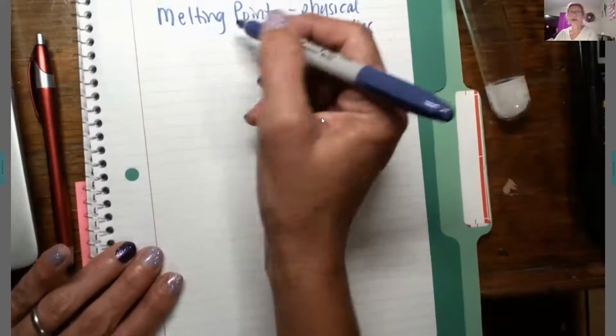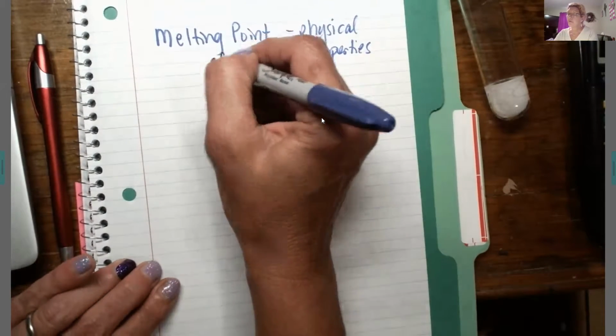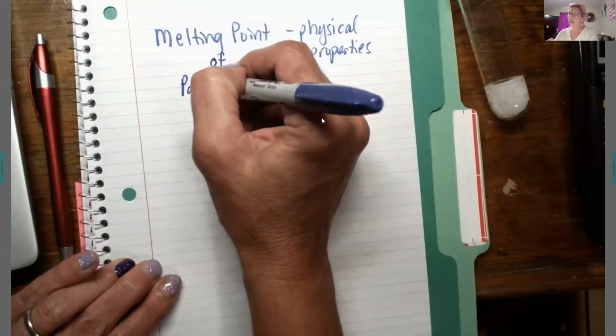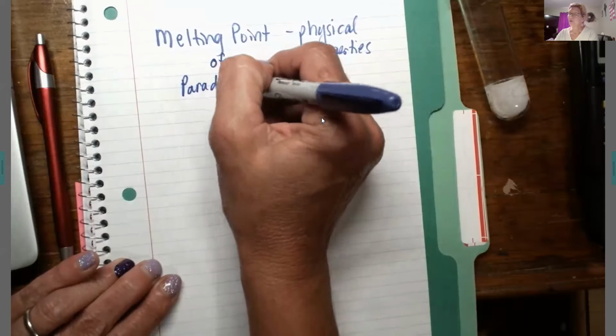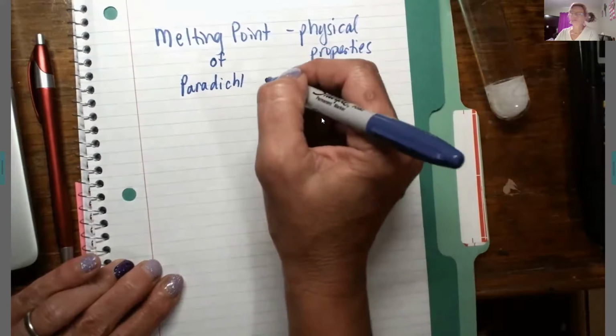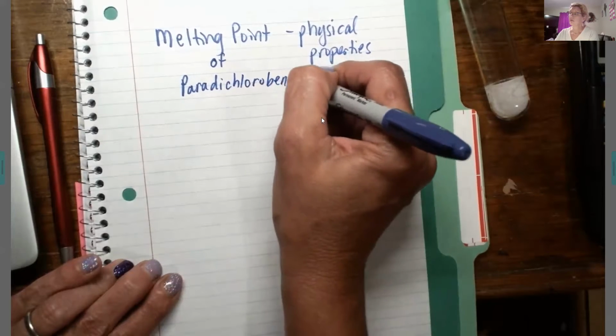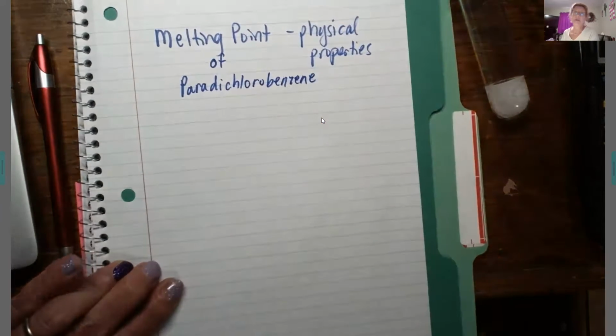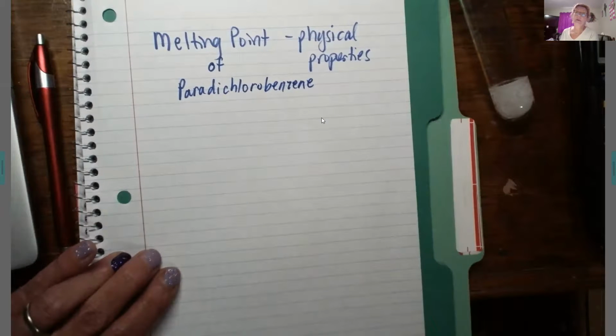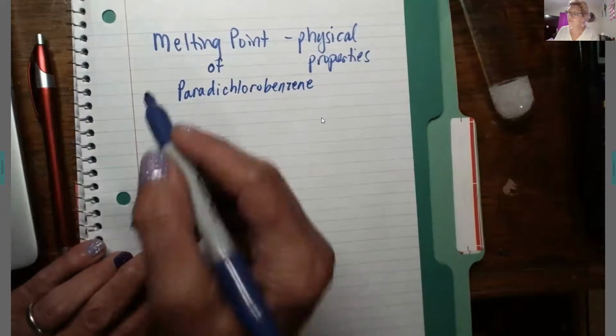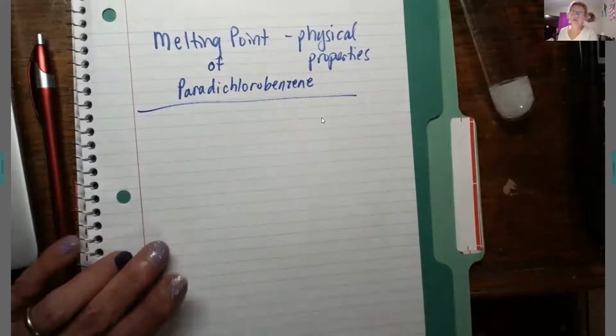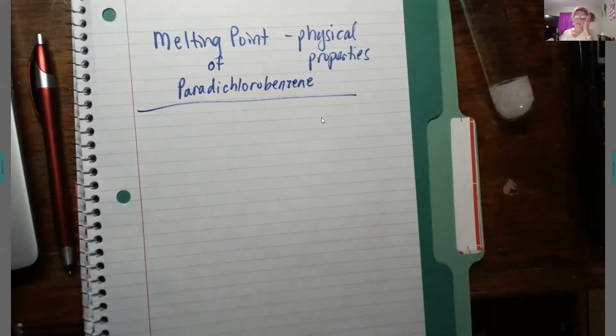Okay, so this lab is called the melting point of paradichlorobenzene, and it is in your Google Classroom. It's under materials, and I've also got it posted under lab experiments. So this will be the first of many labs that we do in honors physical science.